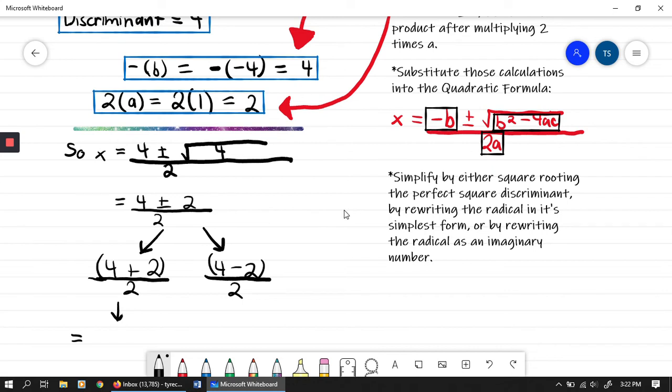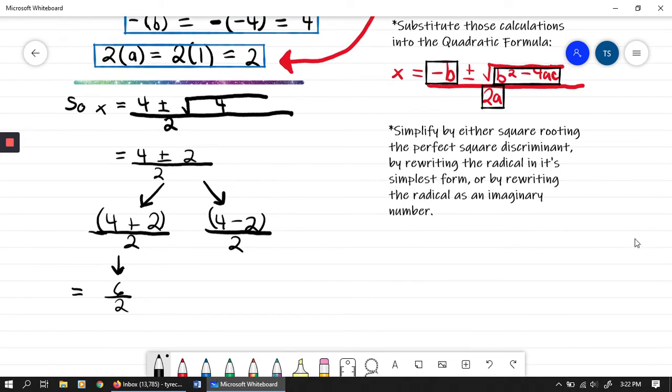It doesn't matter, because if you listen to what I'm saying right now, you will be doing it the right way. 4 plus 2 is 6, and you divide that by 2. Okay, if you can't figure out what 6 divided by 2 is, we got a problem. Alright, so 6 divided by 2 is clearly 3.